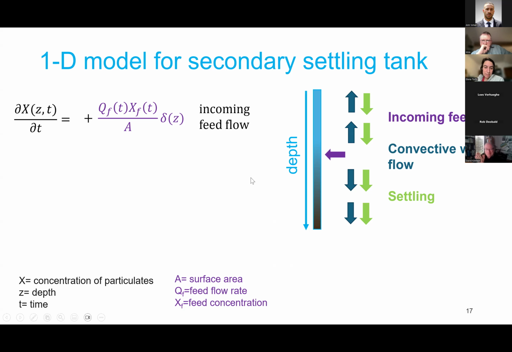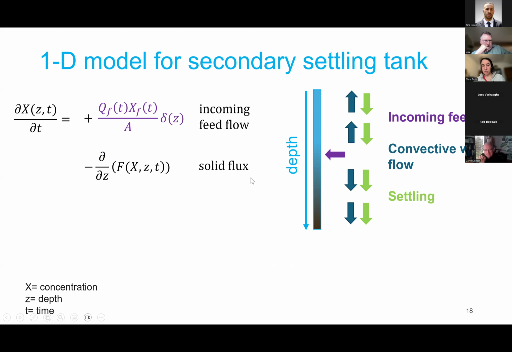We add to this, or subtract from this, the solid flux, which is the movement of the sludge throughout the clarifier. This solid flux has two components, one related to convective flow with the water, and one related to settling. The flux means how the mass of particles is moving through a certain surface area of your clarifier. And so this means that if you look at a certain location in your settler, there will be a concentration.